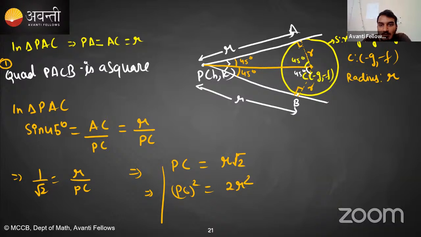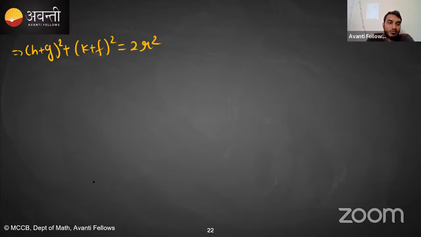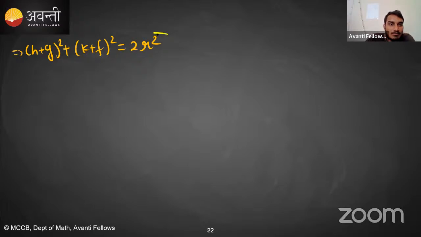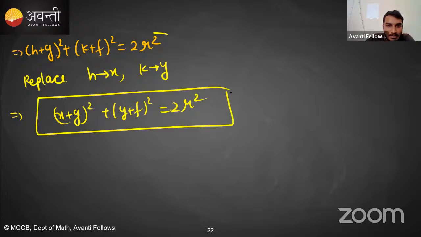So what is the distance PC? Apply the distance formula, between (h, k) and (-g, -f). So the square of the distance PC will be h plus g whole square plus k plus f whole square is equal to 2R square. Clear? Is this clear? So this is nothing but the locus only. Now replace h with x and k with y. So what is the locus? x plus g whole square plus y plus f whole square is equal to 2R square. So this is the required locus.